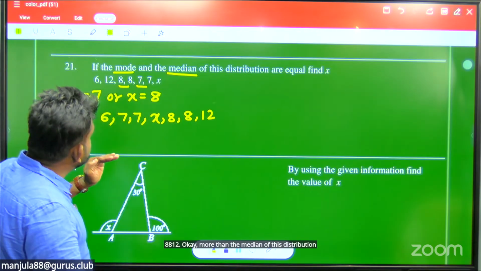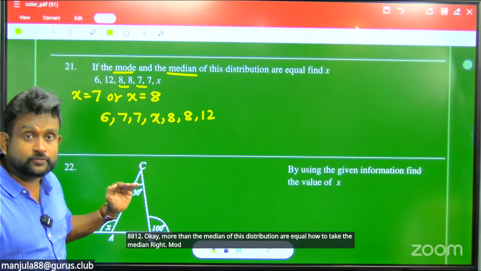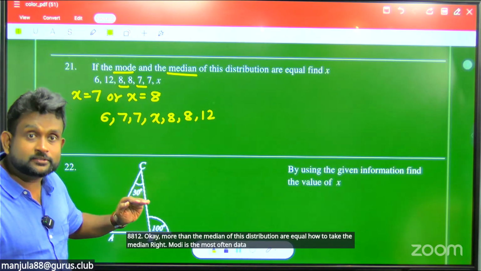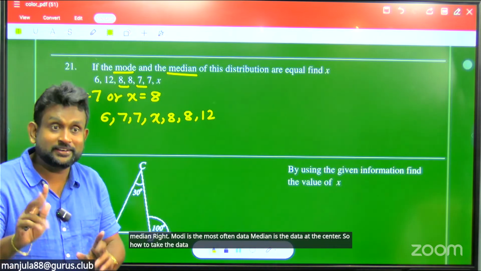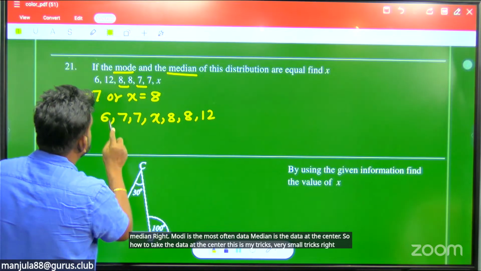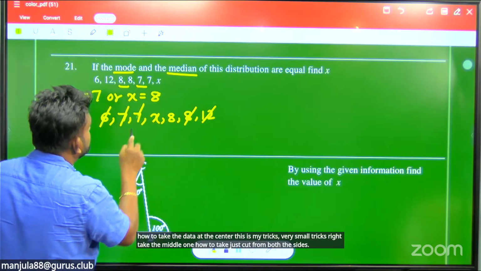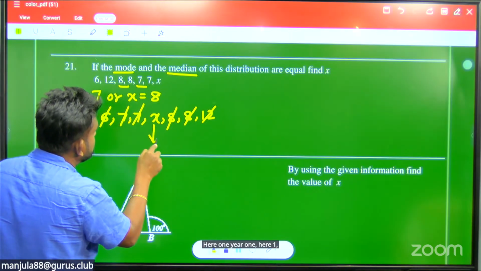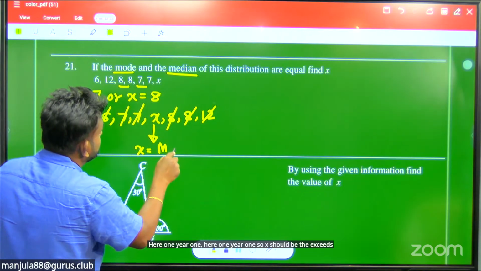How to take the median? The mode is the most frequent data, right? The median is the data at the center. So how to take the data at the center? This is my trick, a very small trick. Take the middle one. How? Just cut from both sides, one here, one here, one here, one here. So x is the median.